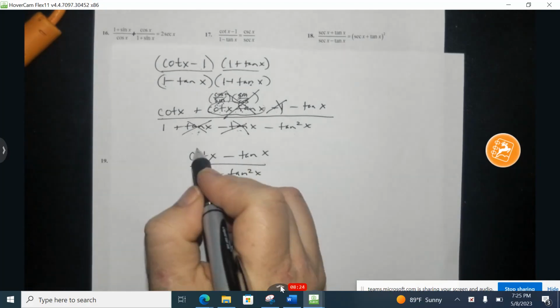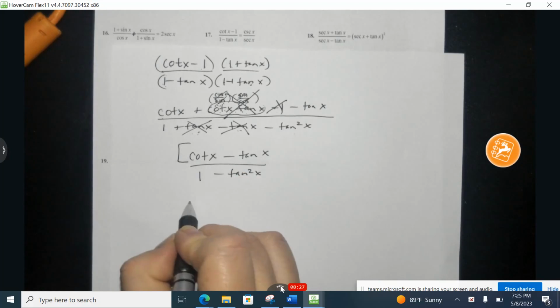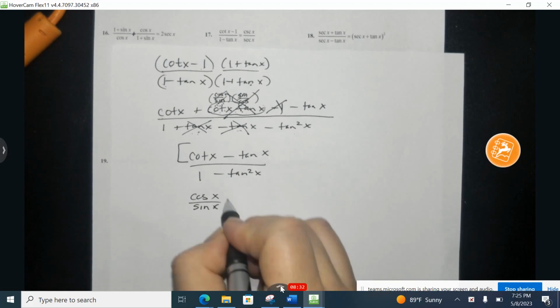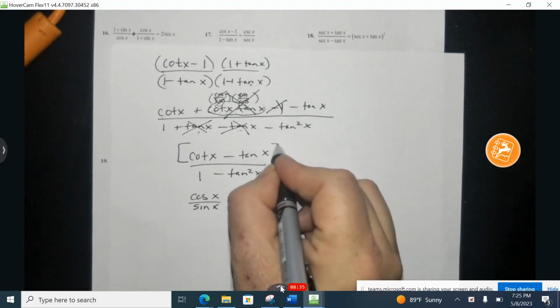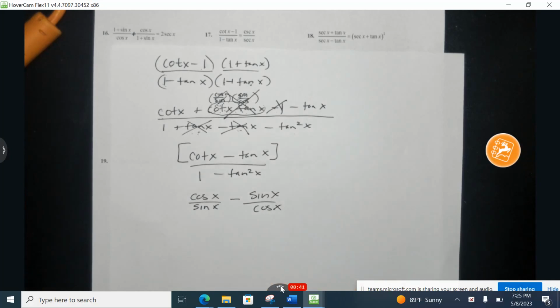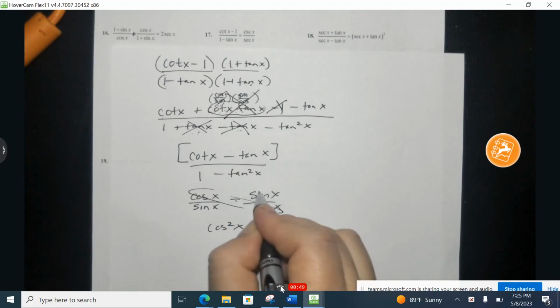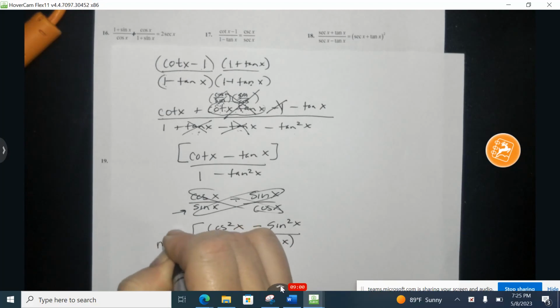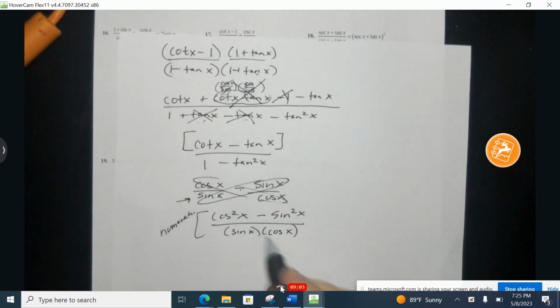I'm going to take just this numerator right here, and I'm going to rewrite it. I know cotangent is the same as cosine of x over sine of x, and tangent is the same as sine of x over cosine of x. Then I'm going to butterfly it. So I end up with cosine squared x subtract sine squared x, all over multiplying the two bottoms, which is sine of x times the cosine of x. This is all the numerator.